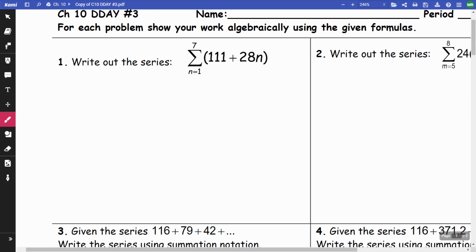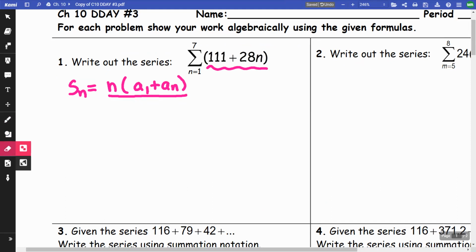This is arithmetic because of the equation. And for an arithmetic sum, S sub n is equal to n times the quantity a sub 1 plus a sub n all over 2. Now, in this case, my n is going to be 7.